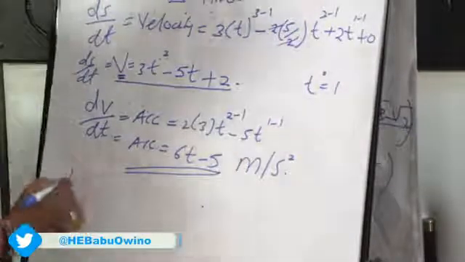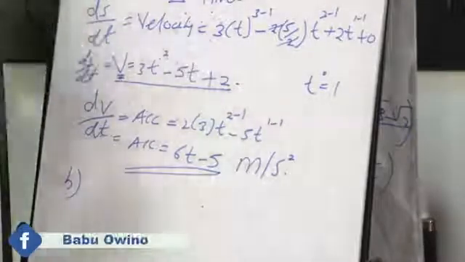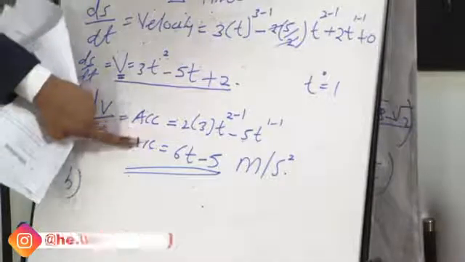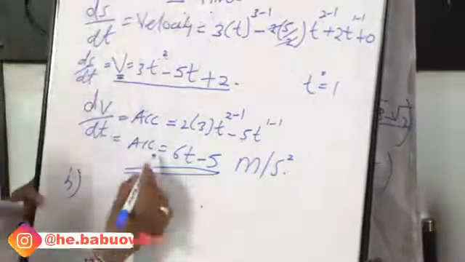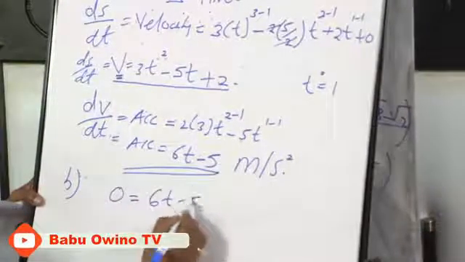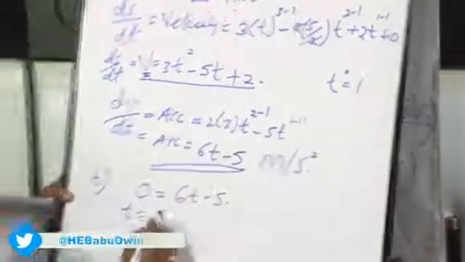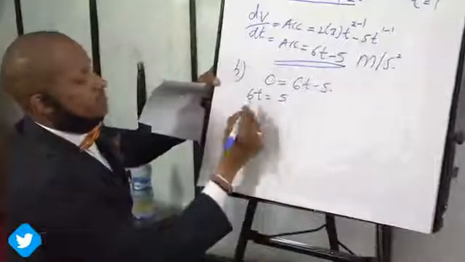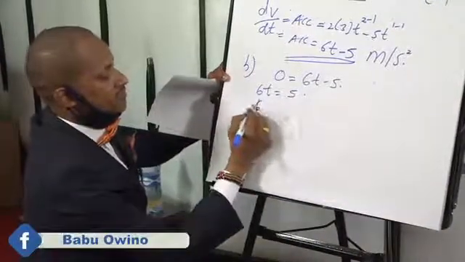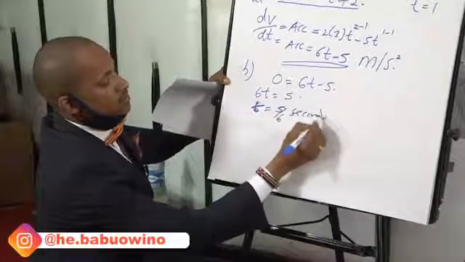Part B of the question says to find the velocity when acceleration is 0. When acceleration is 0, where is our acceleration? This is our acceleration equation. So when acceleration is 0, we have 6t minus 5 equals 0. We want to find the value of t. When 5 crosses to the other side it becomes positive, so 6t is equal to 5. This gives us the value of t as 5 over 6 seconds.